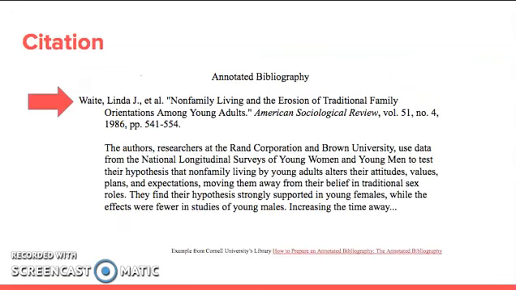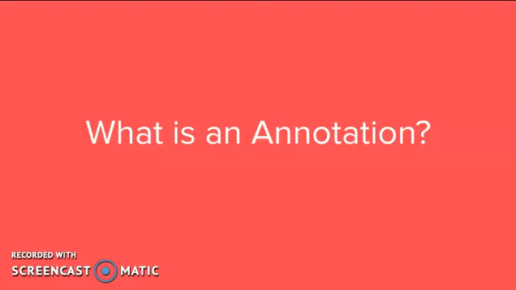The citation part of the annotated bibliography should be in whatever style your professor has assigned, whether it's MLA, APA, or Chicago style. These citations should be listed in alphabetical order as they would be on a works cited page, and with the annotated bibliography, each citation is then followed by an annotation. So what is an annotation?